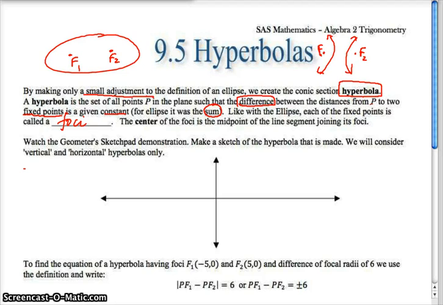The center of the hyperbola is the midpoint of the line segment joining its foci. So here I joined these foci, and the center is halfway in between. The center is also halfway in between these vertices right here as well. So this would be my center.